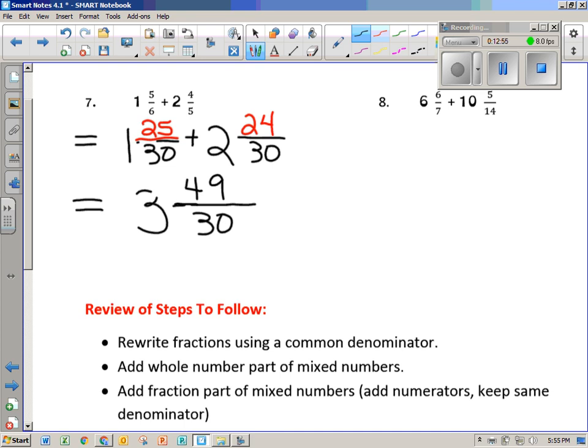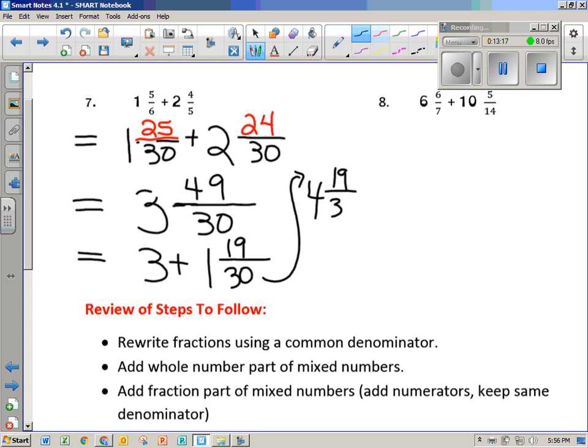When you get here, you would not leave it because 49/30ths is improper. So I'm going to convert 49/30ths to a mixed number. It goes one time with 19 left over. Keep the denominator, and that gives me 3 plus 1, 4, and 19/30ths. 19 does not divide into 30, and it's prime, so I know that it's simplified.